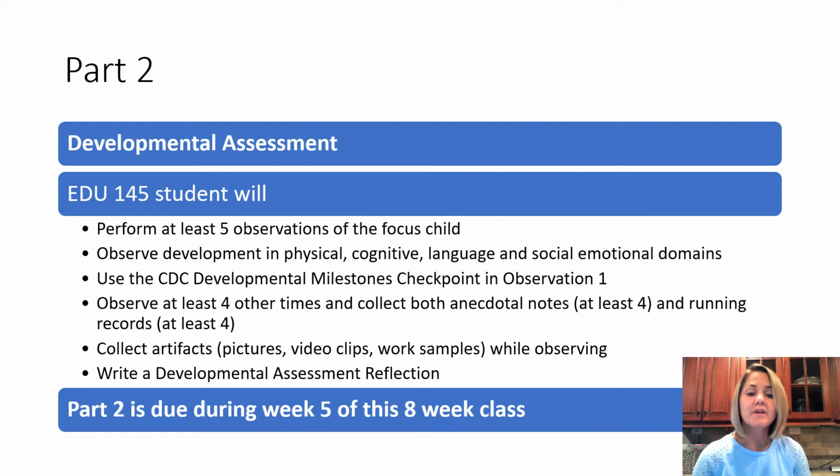You will also collect pictures, videos, and work samples, we call those artifacts, while observing the child so that you would be able to write a developmental assessment reflection. Okay, so part 2 is all about gathering information, learning more about the child, and really engaging in authentic assessment. Part 2 is due during week 5 of class. So you will be scheduling time to observe the child during week 3, week 4, and week 5 of the class, and you need to observe them at least 5 times in those 3 weeks.